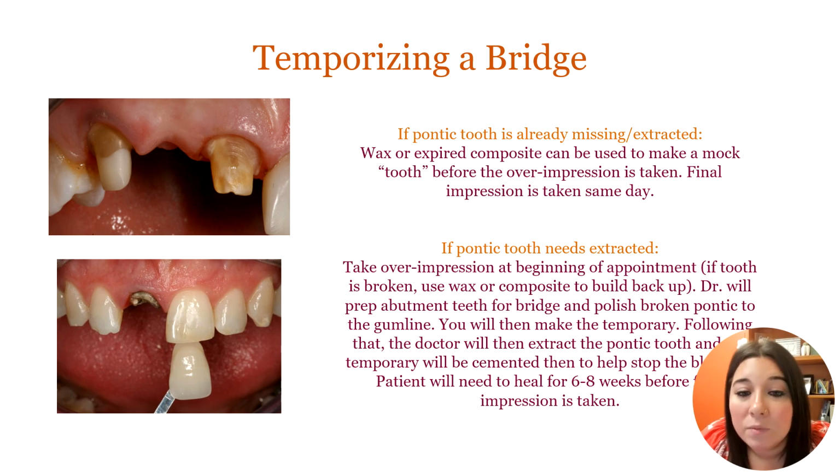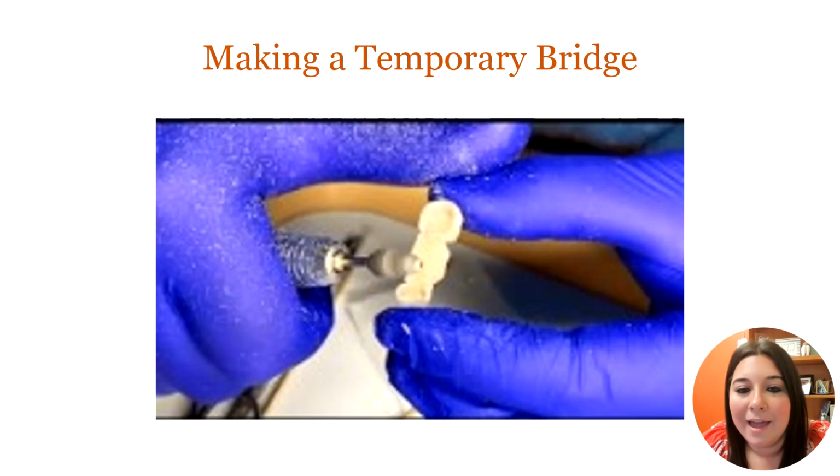Now, the patient will need to heal before a final impression is taken in this case. They'll usually need 6 to 8 weeks for that gum tissue to heal, and then they can come back in for that final impression, where they'll need to take the final impression and leave again in a temporary until the lab finishes the final. And one more time, this video you can watch in the materials and resources folder for this week.